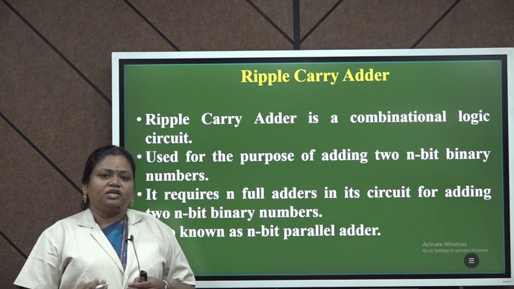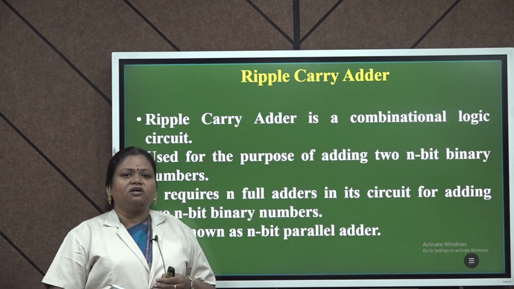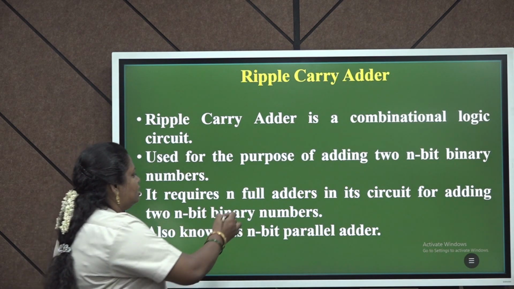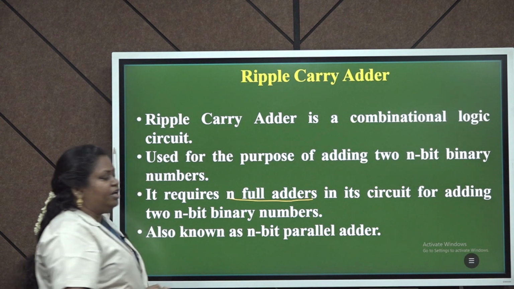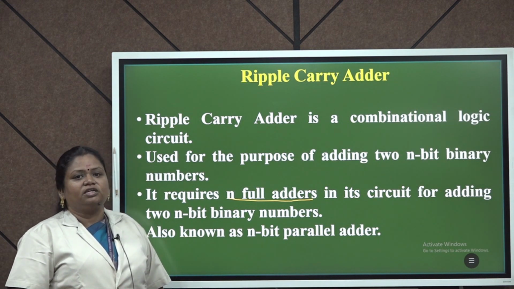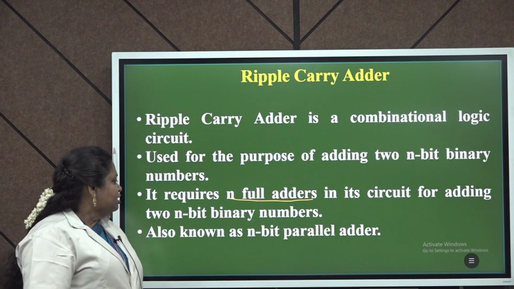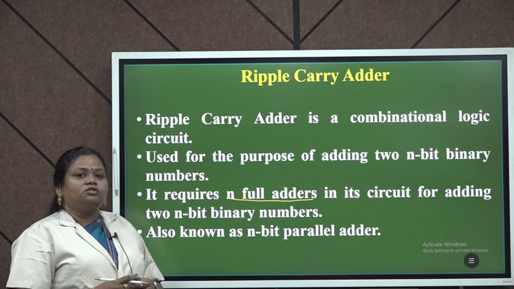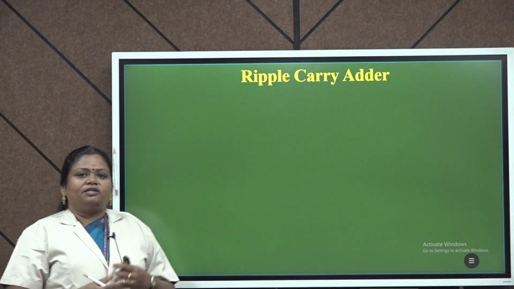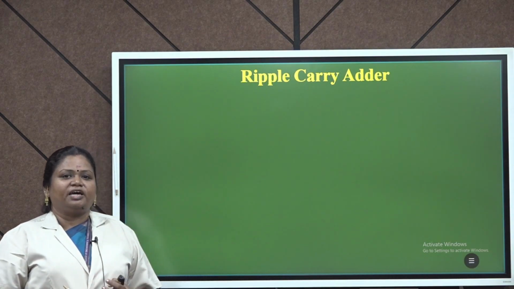So if I want to design a 4-bit ripple carry adder, then my requirement will be four full adder circuits. What is addressed here is that n full adders will be required to design an n-bit ripple carry adder. That is the only thing we have to take into account when designing a ripple carry adder. And this is also known as an n-bit parallel adder. So let us see an example for the design process of a ripple carry adder.